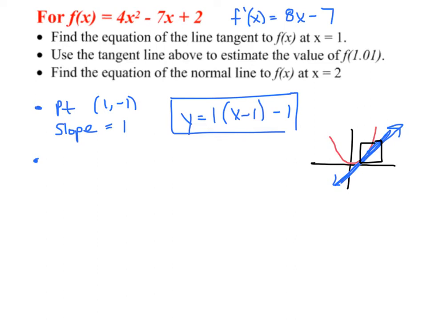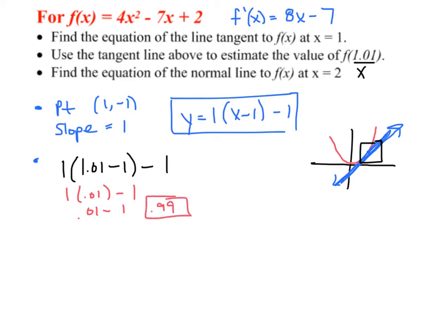So all this means is let's plug 1.01 in for x. So slope times 1.01 minus 1, minus 1, like that. So this becomes 1 times 0.01 minus 1. So this becomes 0.01 minus 1, which is 0.99. Now I would urge you to go to your calculator and actually type this in and see how close we got. And again, this works well because the tangent line was at 1 and we're estimating for 1.01.